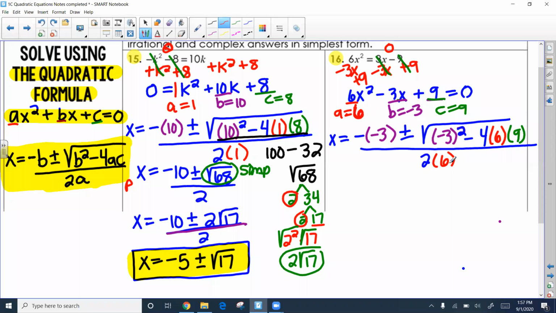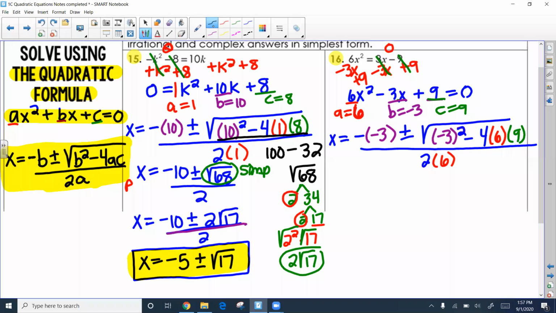Okay, so that's what it looks like when we plug everything in. So we have negative 3 plus or minus the square root of (negative 3) squared minus 4 times 6 times 9, all over 2 times 6. One thing I want you to notice here is, especially when we had a negative number like the negative 3, I did plug it in parentheses so I can make sure I get the correct signs as I'm solving this.